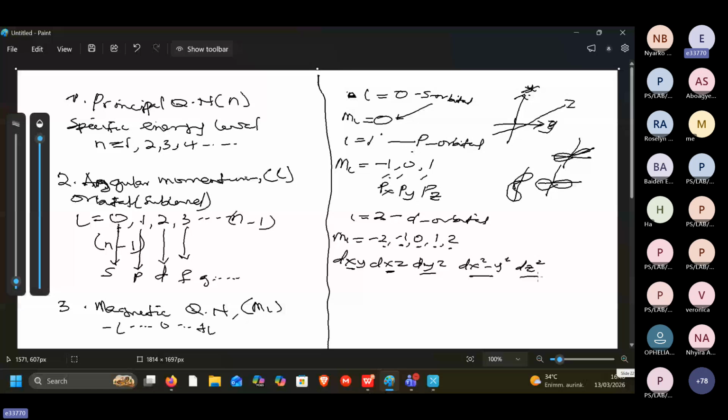Now, if L equals 3, which is the F orbital, can you tell me how many orientations that will be? So the ML will have how many orientations?